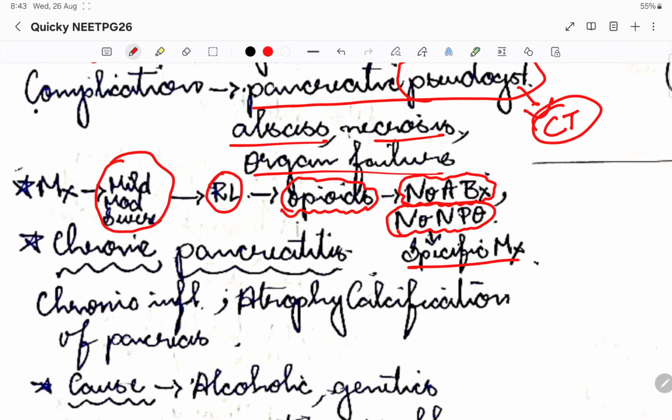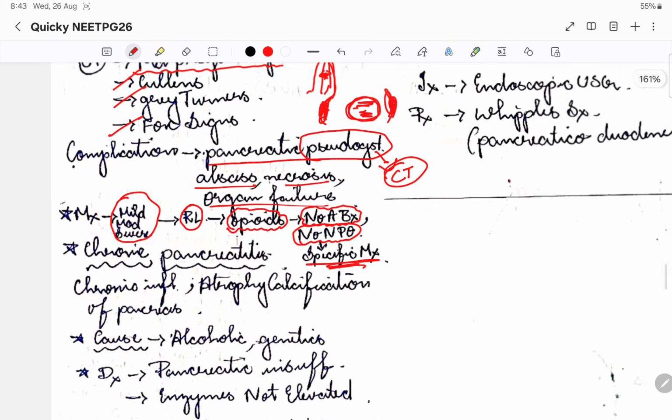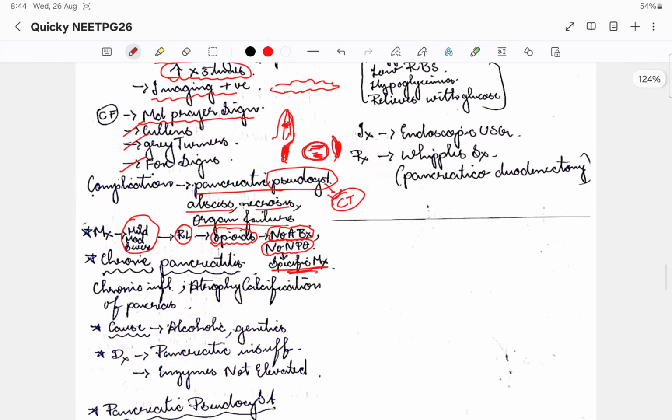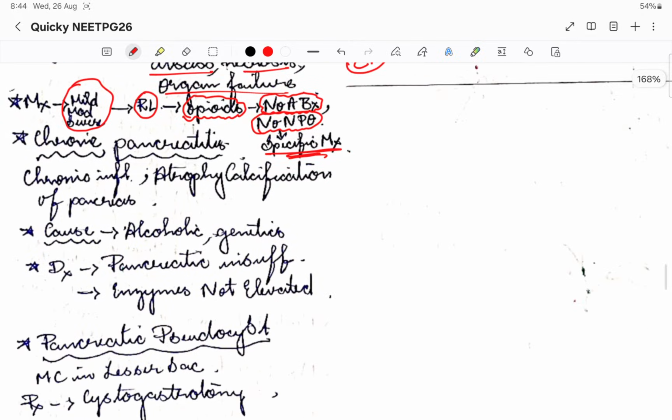Then the specific management will be done for that particular disease. If it is the gallstone, then we will remove the gallstone. So that is how we manage. The specific management is removing the causative. Okay, this is acute pancreatitis.